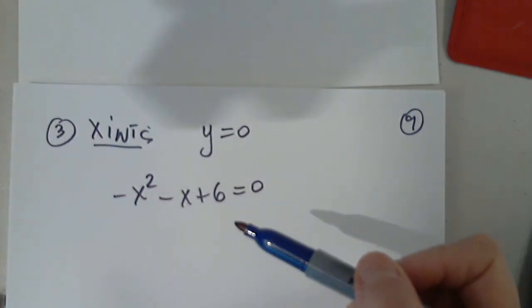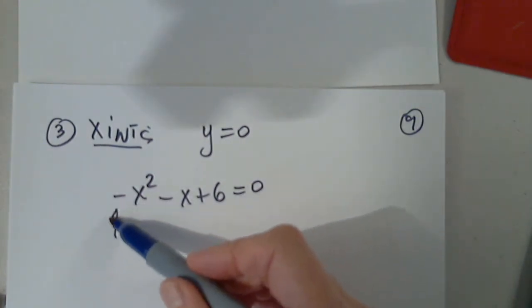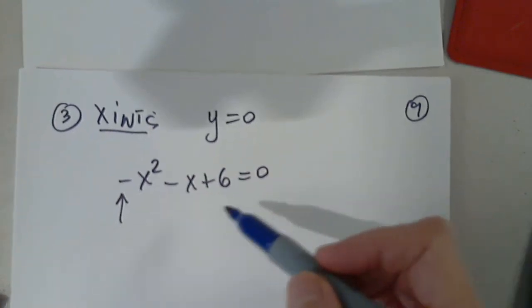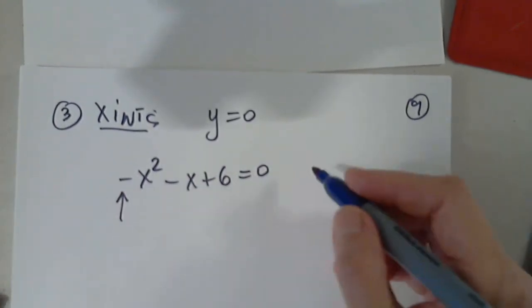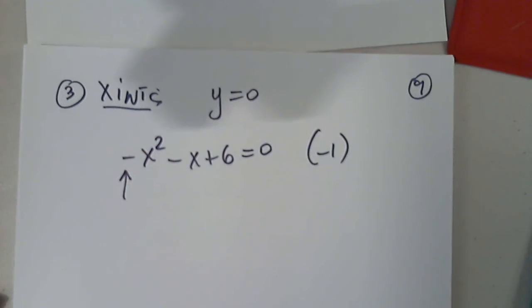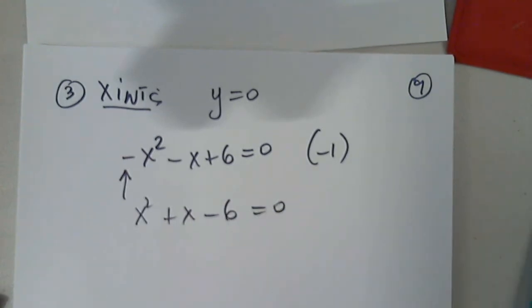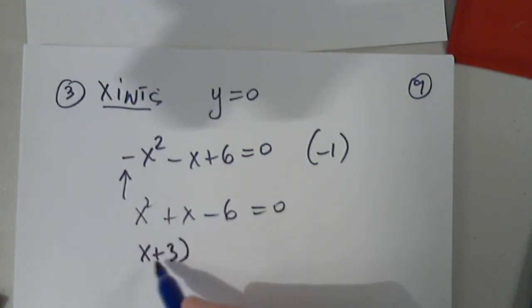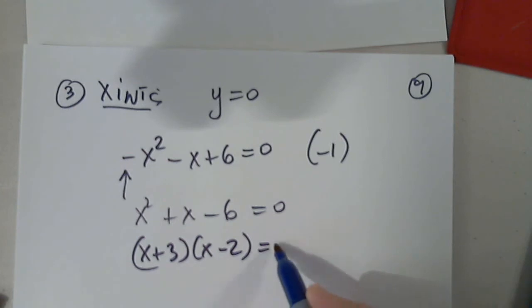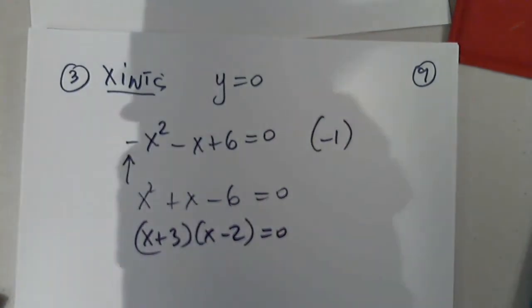I recommend, it's up to you, but I will always refuse to solve a quadratic equation or any equation with a negative leading coefficient. So I will multiply both sides by -1. So this is x squared plus x minus 6 equals 0. And then I will factor into x plus 3 and x minus 2. If it takes too long to factor, then you can use the quadratic formula.